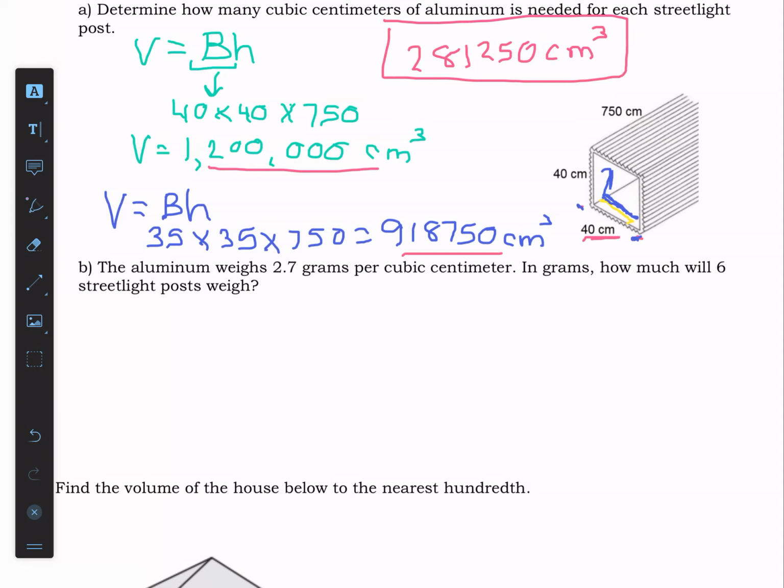Okay. So I know that's definitely a little confusing because you have to figure out the inside length by subtracting off the edges. So now down for part B, the aluminum weighs 2.7 grams per cubic centimeter. In grams, how much will 6 streetlight posts weigh?